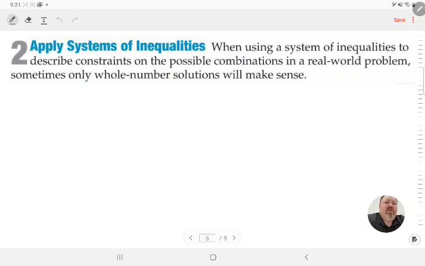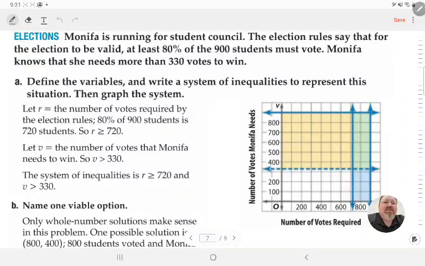When using a system of inequalities to describe constraints on the possible combinations in real-world problems, sometimes only whole number solutions will make sense. So in this case, it says Monica is running for student council. The election rules say that for the election to be valid, at least 80% of the 900 students must vote. She knows that she needs more than 330 votes to win. So we could say R is the number of votes required to the election rules, and V is the number of votes that she needs to win.